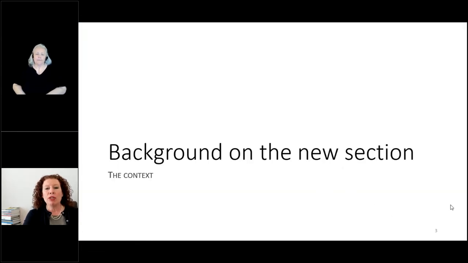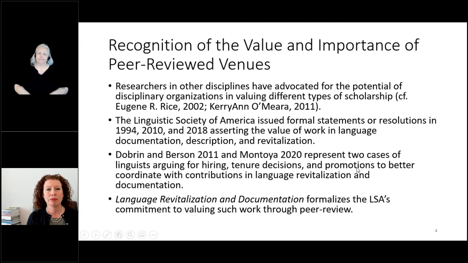So if we go to the context of this new section, Andres really outlined what the justification, the motivation was from the perspective of the Linguistic Society of America and the Executive Committee. And so I'd like to give a little bit more context on that. I think fundamentally, there's a recognition of the role that peer-reviewed scholarship, peer-reviewed venues, has in terms of signaling the value and importance of a particular type of scholarship or a particular intellectual domain.